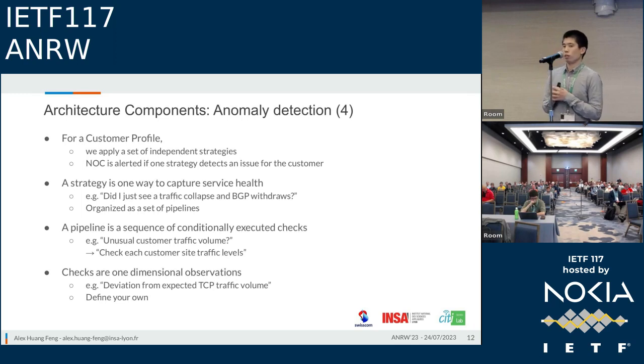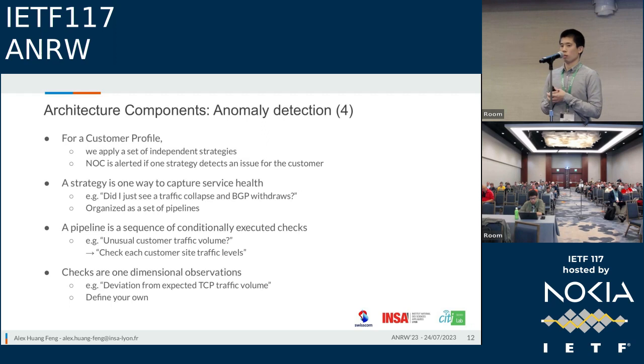So once we've got the data correlated to the customer identifier, we base our anomaly detection on the customer profile. For each customer profile, we apply a set of strategies that are a way to capture the service health. These strategies are organized by a set of pipelines that are a sequence of conditional checks, and the checks are the actual algorithms on the data that detect if there is something wrong on that data.